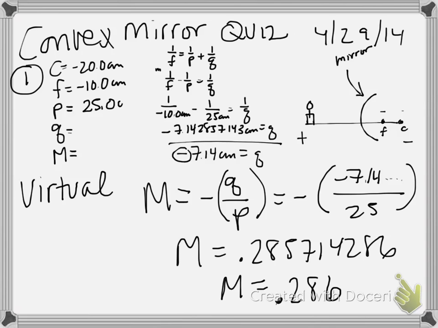So for magnification, we get negative of q over p, negative of -7.14, etc., divided by 25. We get a magnification of 0.2857. The fact that this is less than 1 tells us that it is reduced. And the fact that it is positive tells us this is upright.